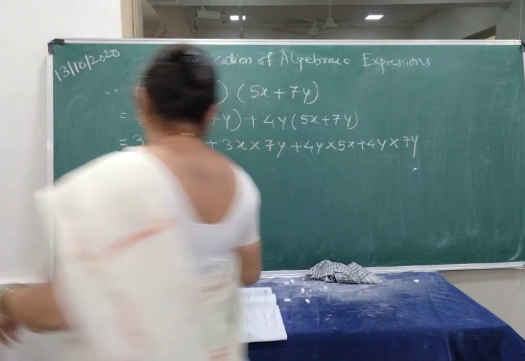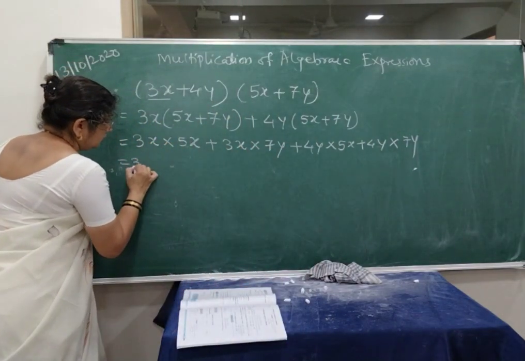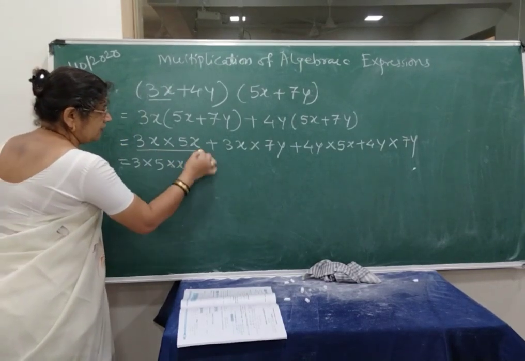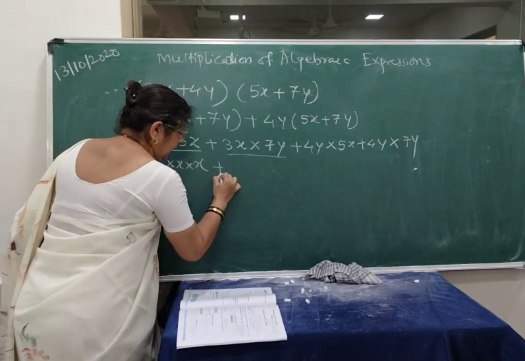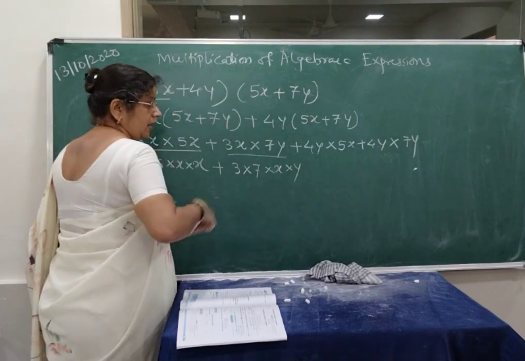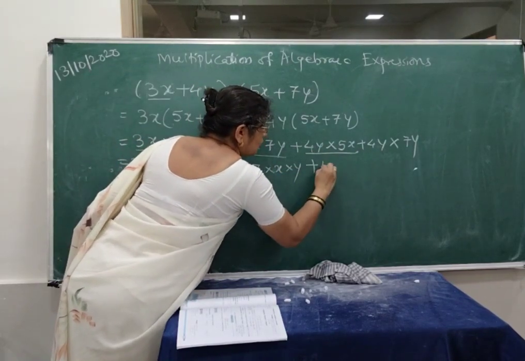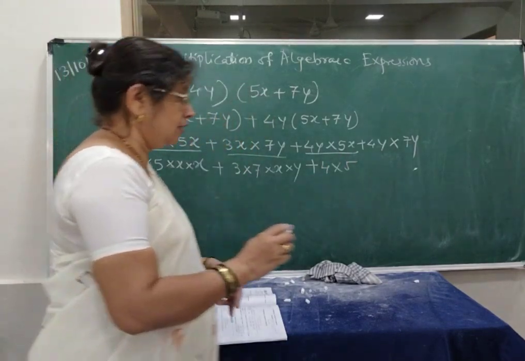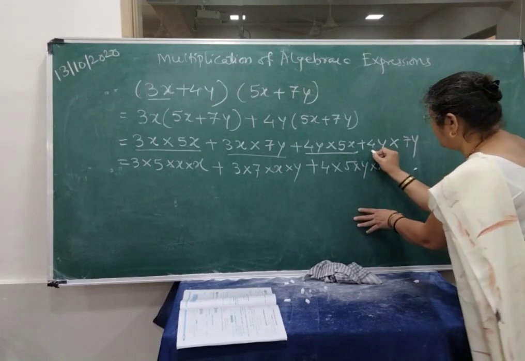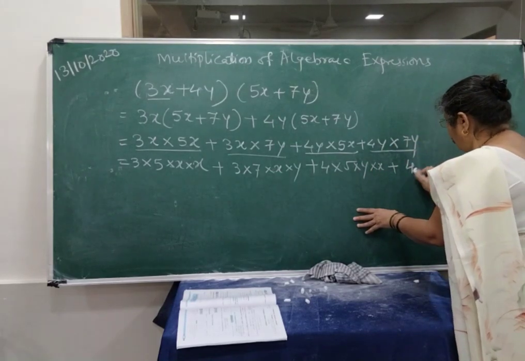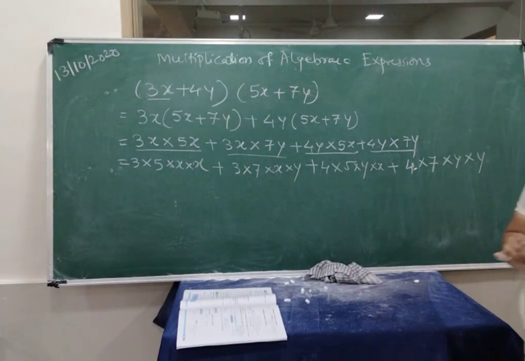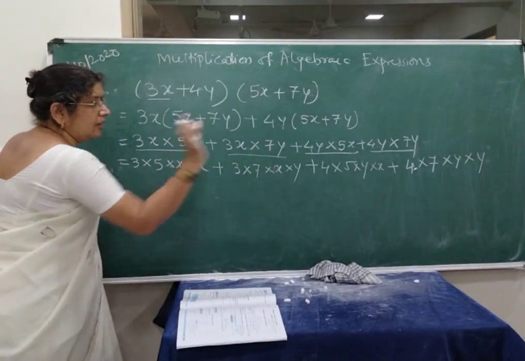Now I will take the coefficients together: 3 into 5 into x into x. This I have done. Now I will take this: plus 3 into 7 into x into y, plus, now I am taking this, 4 into 5, then I will take y and x, y into x. Now I am considering this: plus 4 into 7 into y into y. So I have taken the coefficients together and then the variables.